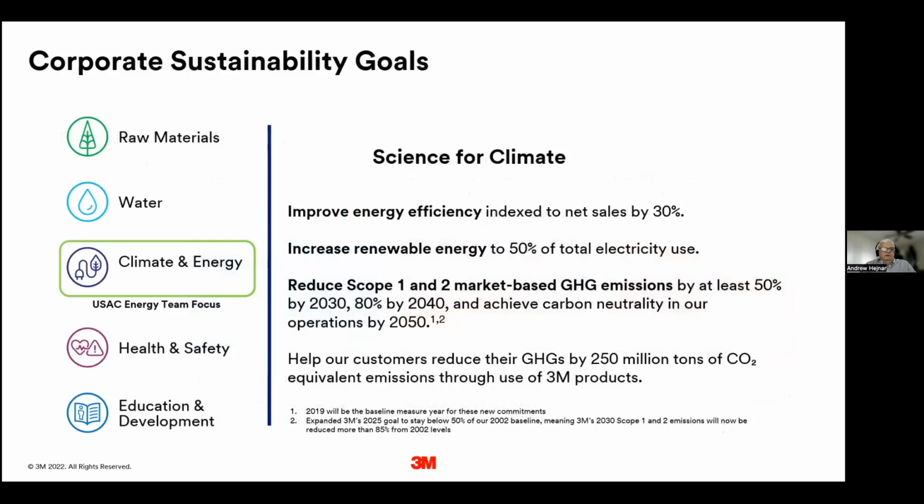and our sustainability goals in climate and energy area are to improve our energy efficiency index to net sales by 30% by 2025, based on 2015 base year, increase renewable energy to 50% of total electricity use by 2025, reduce our Scope 1 and Scope 2 market-based greenhouse gas emission by at least 50% by 2030, and be carbon neutral by 2050. We also help our customers to reduce their greenhouse gas emissions by 250 million tons of CO2 equivalent through use of our products.